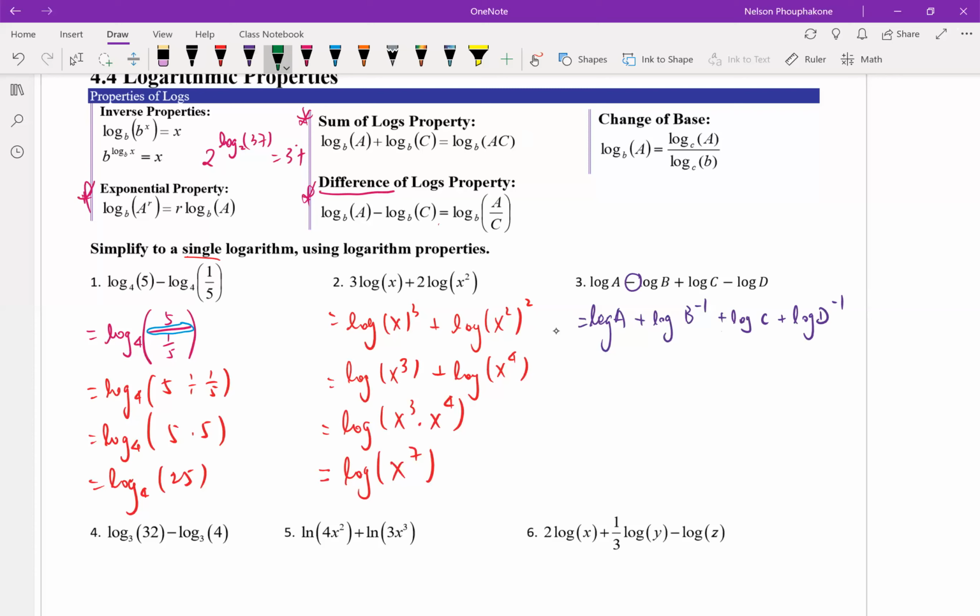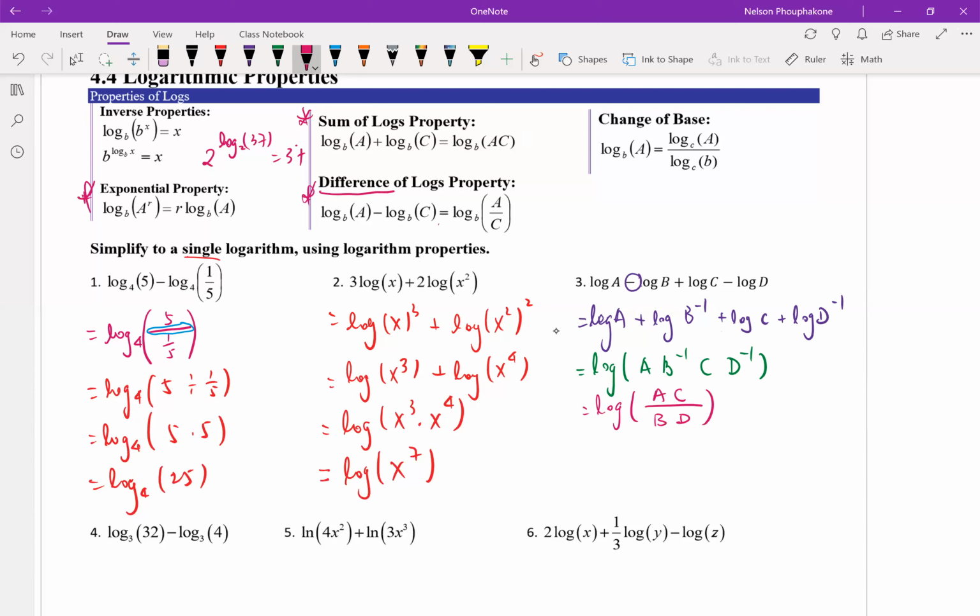Then if I do this, I could rewrite this into a times b to the negative 1 times c times d to the negative 1 power. Then you will see that if I take care of it, I will have a times c over b times d.